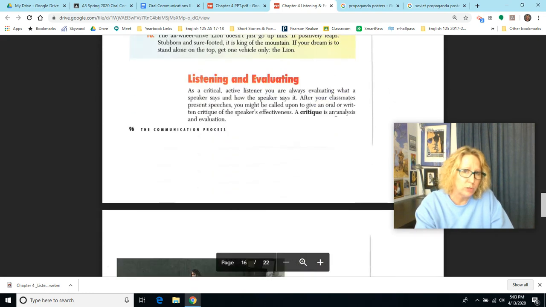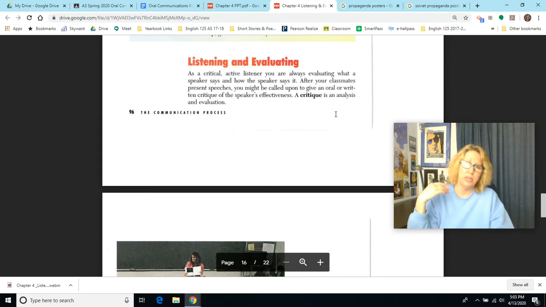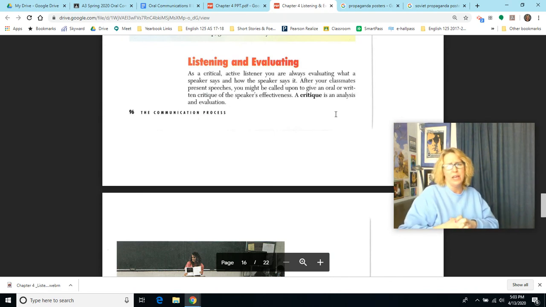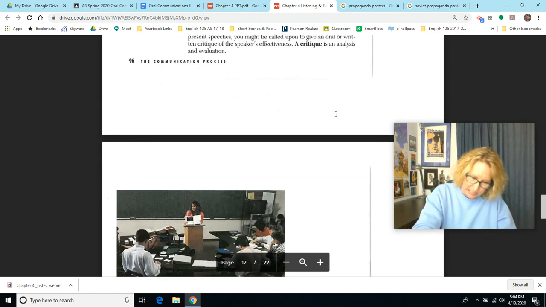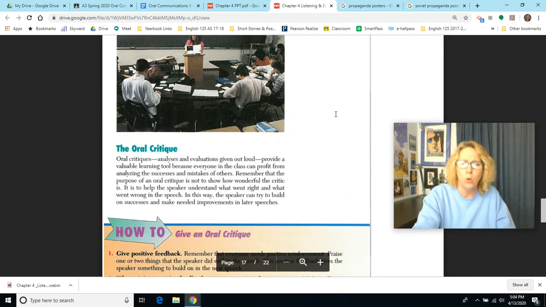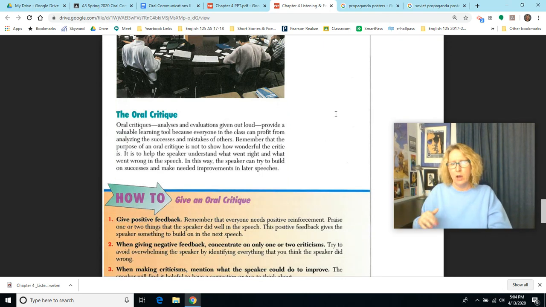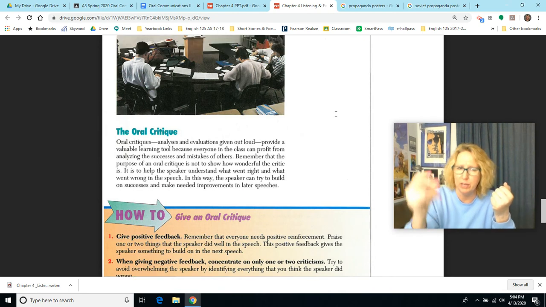The last part of the chapter is all about how we can give a critique. It's called listening and evaluating, but it's asking us that if we hear a speaker present a speech, we can give a critique, and that's what I do when I hear your speeches. A critique is an analysis or an evaluation. Oral critiques are just the way they sound. They're just done, given out loud. They provide you with a little bit of instant feedback.